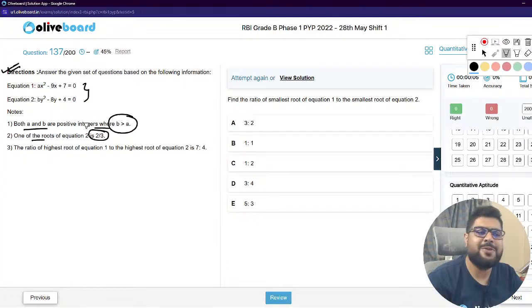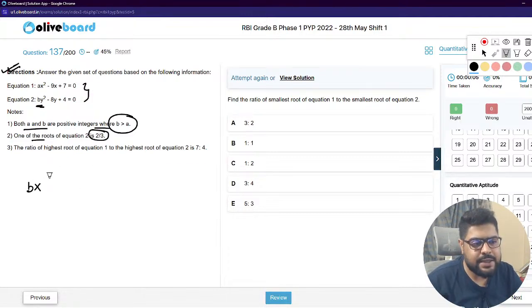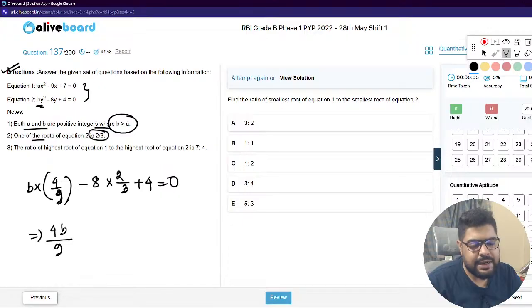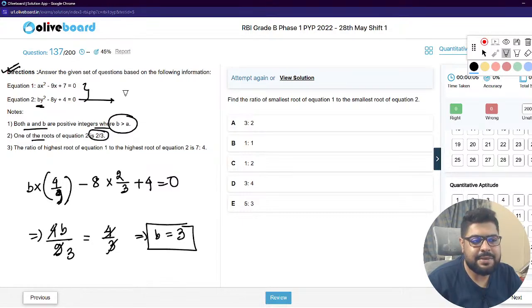Now, this is our ticket through because I can now take out the value of B. Why? Because root is 2 by 3 means I can put y equal to 2 by 3 in this equation. So b into y square means 2 by 3 whole square, that is 4 by 9, minus 8 into 2 by 3, plus 4 gives you 0. So 4b by 9, you take this to this side, so it will become 16 by 3 minus 12 by 3, so it becomes 4 by 3. 3 3s are this, b 4, so b is equal to 3. So first things first, this equation is very nice now.